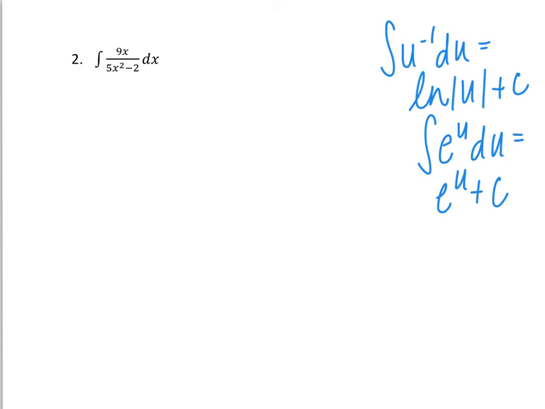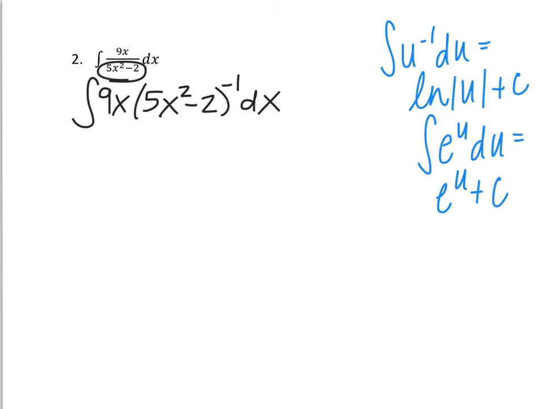Okay, so let's first rewrite this integral. You don't have to, but I think it's a little bit easier to do these problems if you realize that that denominator, 5x squared minus 2, is the same thing as writing it to the negative 1 power. So I can leave that denominator as a group, bring it up to the negative 1, and then it's really a little bit clearer to see what your u needs to be. I'm going to use red so it doesn't mix up with my formulas over here.